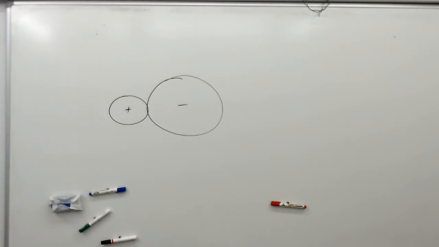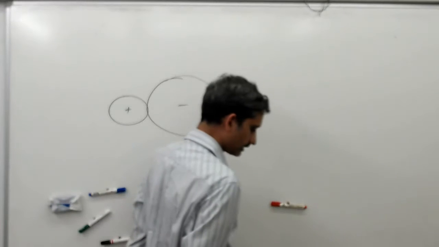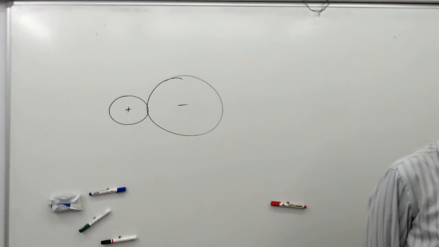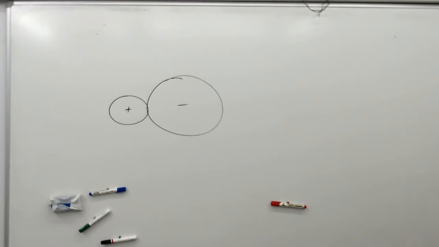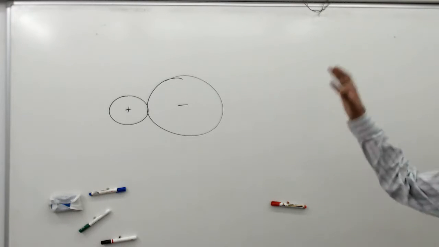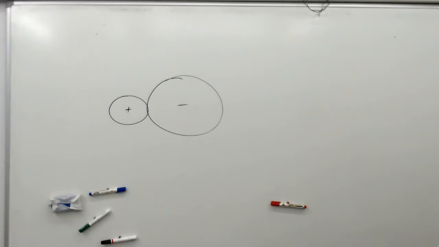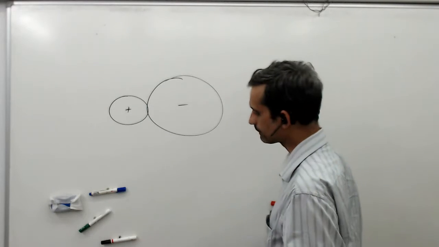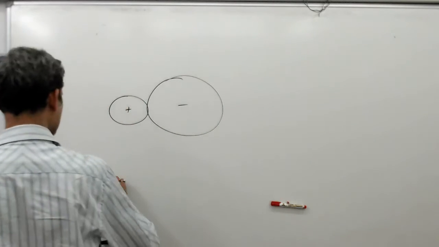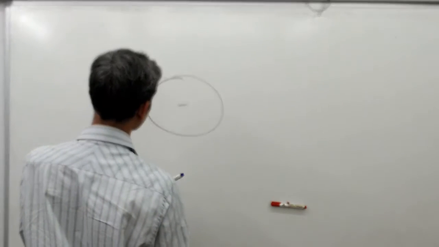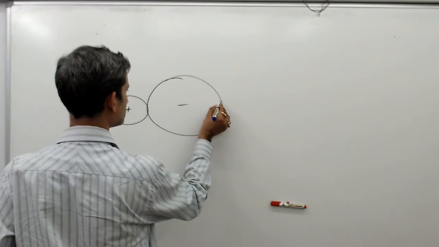Is that okay? That's what we have as polarizing power. This is what we have as polarizability. So the cation has a polarizing power and the anion has a polarizability. Now, because of this polarizing power of the cation, the anion gets deformed. This is going to become like this.